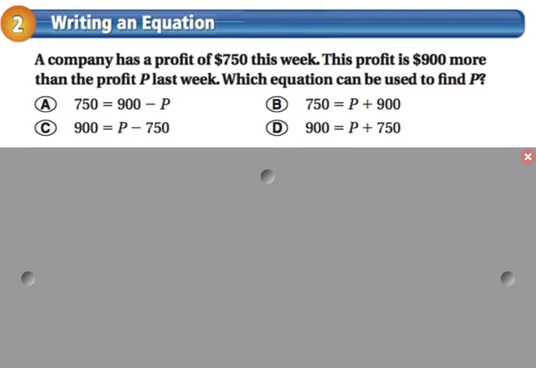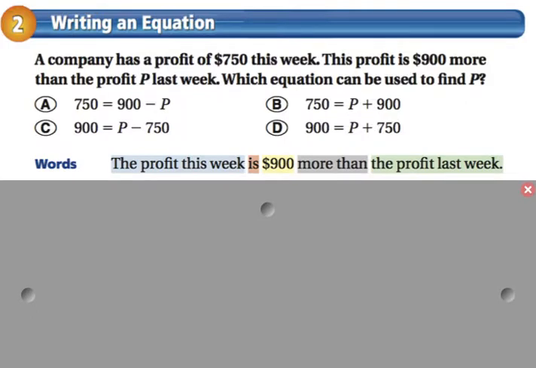All right, let's look at a situation problem. A company has a profit of $750 this week. This profit's $900 more than the profit P last week. Which equation can be used to find P? Alright, there's actually 3 different ways this equation could be written, and all 3 are correct. There is one that is most common. Let's go over the most common one first.